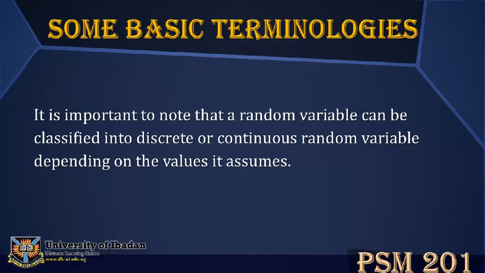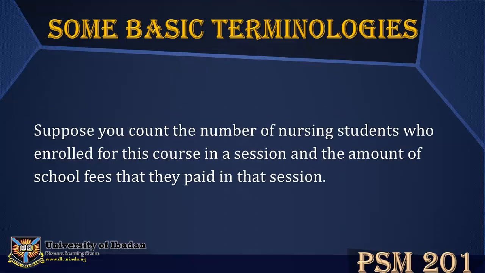It is important to know that a random variable can be classified into discrete or continuous random variable depending on the values it assumes. Suppose you count the number of nursing students who enrolled for this course in a section and the amount of school fees that they paid in that section. In this case, the number of nursing students is an example of a discrete random variable, and the amount of school fees they paid is an example of a continuous random variable.